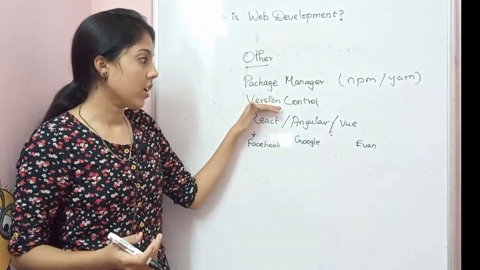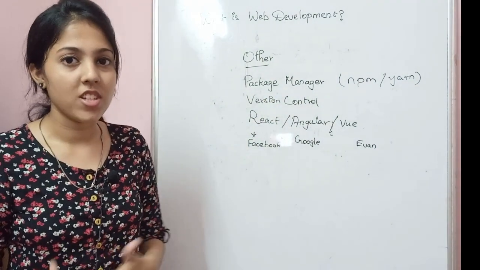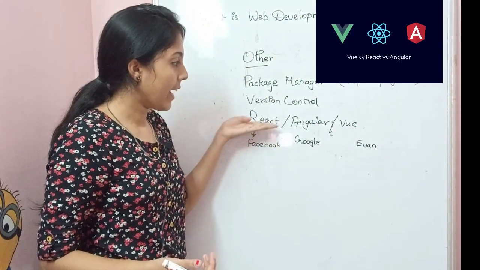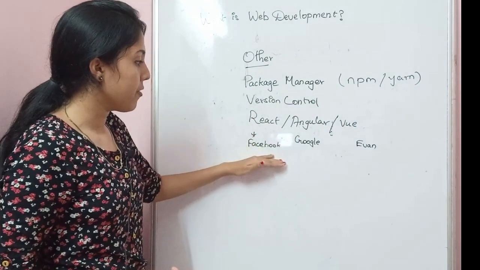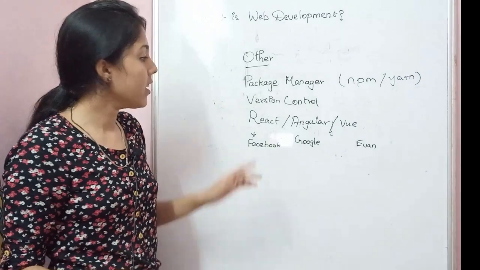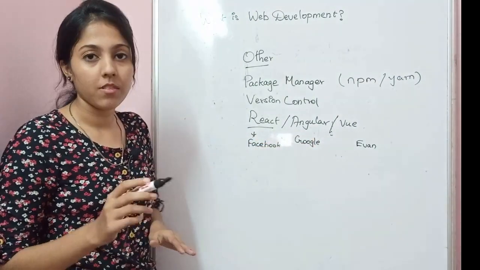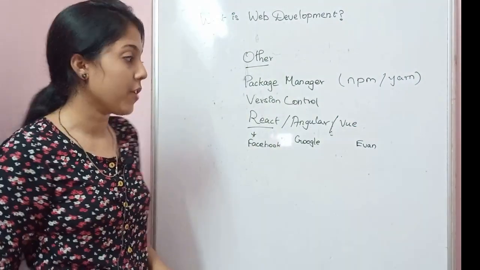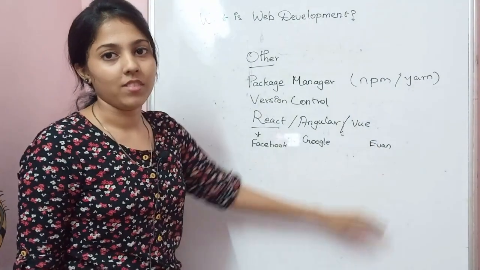Second one is version control. Version control is GitHub, Git, right? This keeps track of the changes that we are making in our project. Then third one is React, Angular, Vue. React is a library. It was developed by Facebook. It is currently famous right now. So if you are starting web development, you can go with React. Then Angular. Angular was famous before React and it is developed by Google. It is the biggest framework. Third one is Vue. It was developed by Evan You and it is still growing.